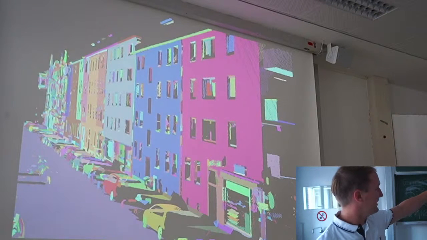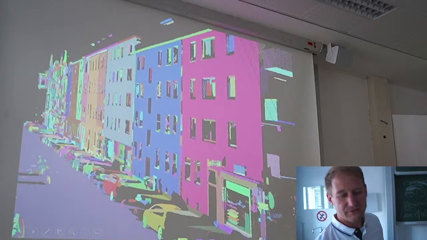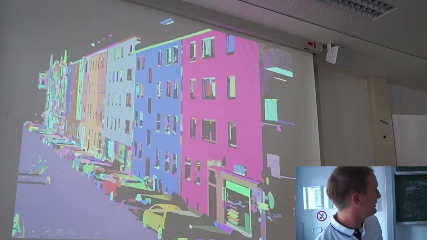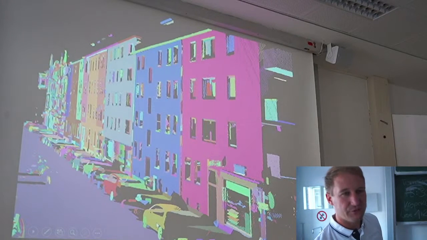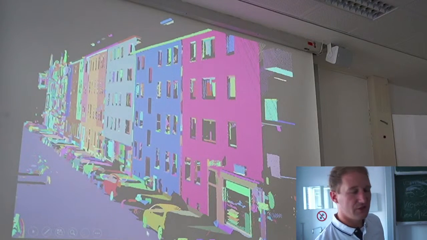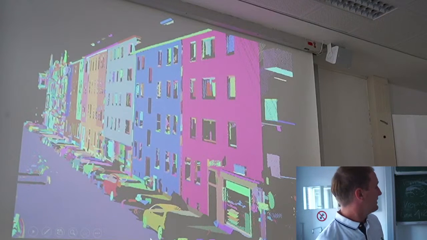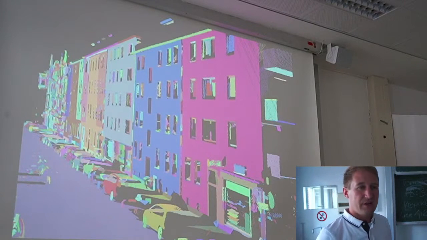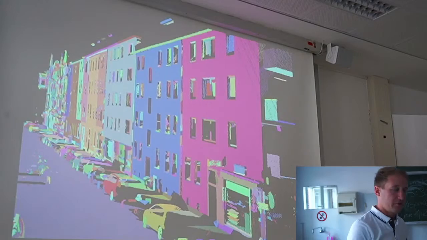You see those big facades, but you can also see on these cars here, for example, on the bottom. This one here, for example, you see one plane for the side of the car, one for the roof, one for each of those tires or wheels, and of course one big one for the street. And afterwards, you can also use these planes for further processing.